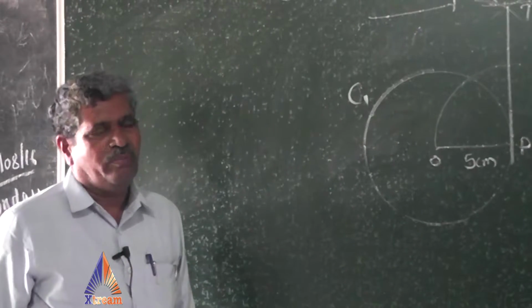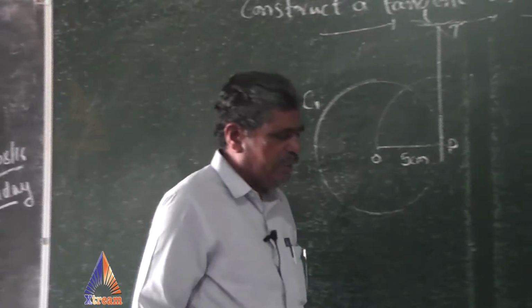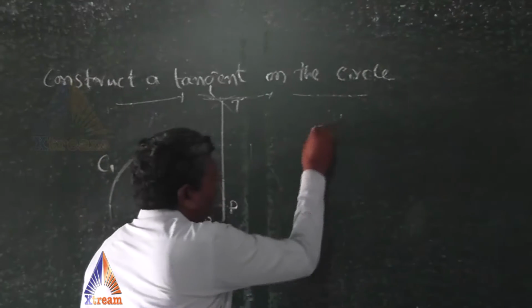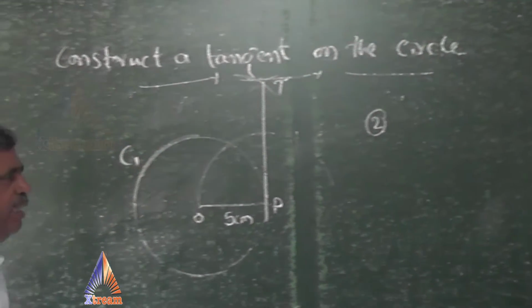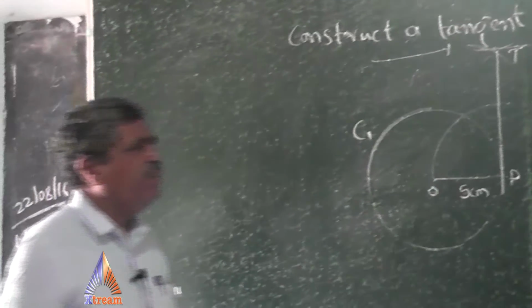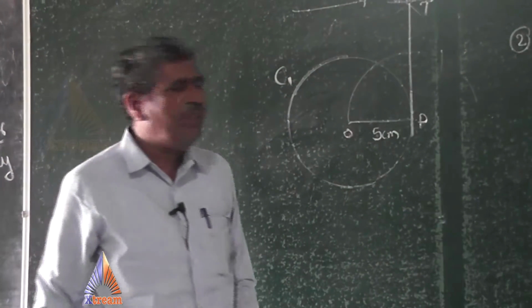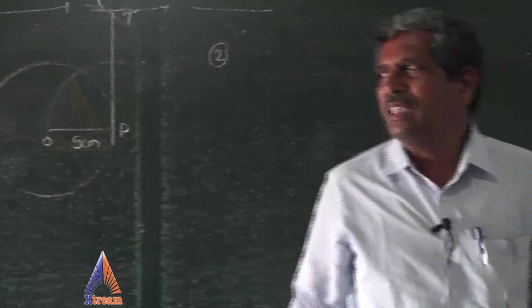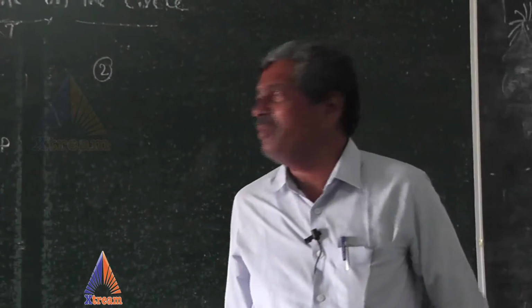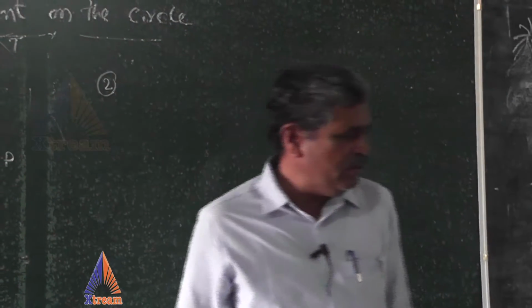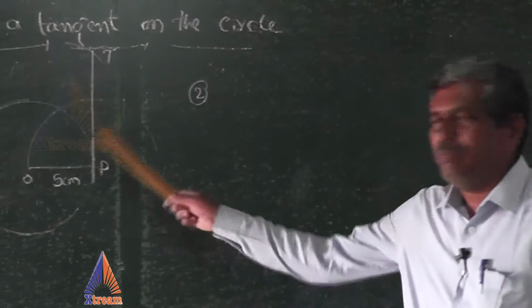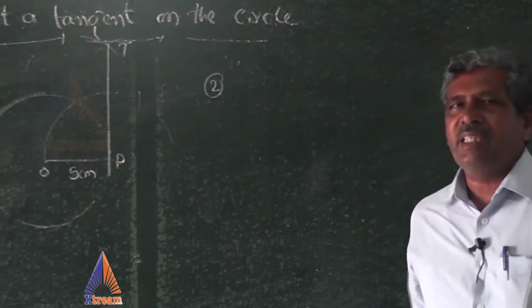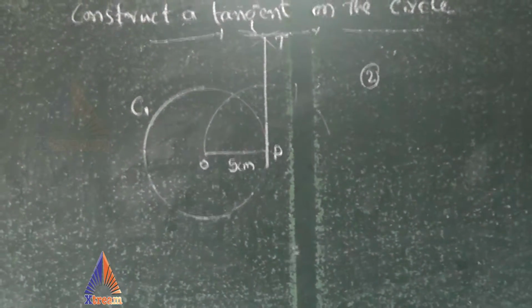This is the first. Now, all of you try the second example. Draw a circle of radius 3 centimeters. Construct two tangents where the angle between the radii is equal to 40 degrees. In the first problem, any point is given. In the second one, the angle between the radii, 40 degrees, is given. Like that you can try other problems.